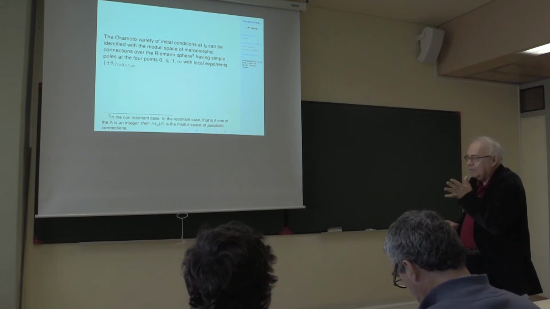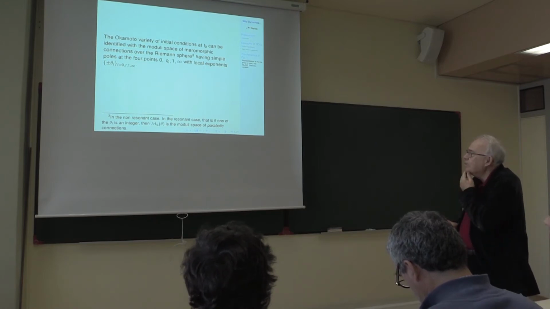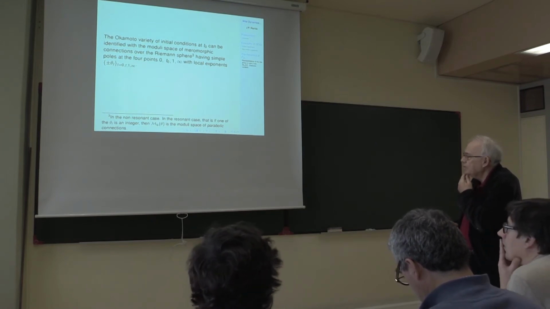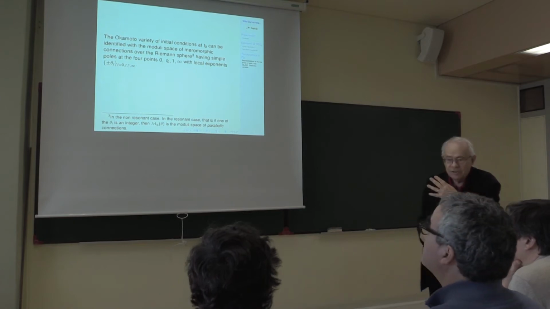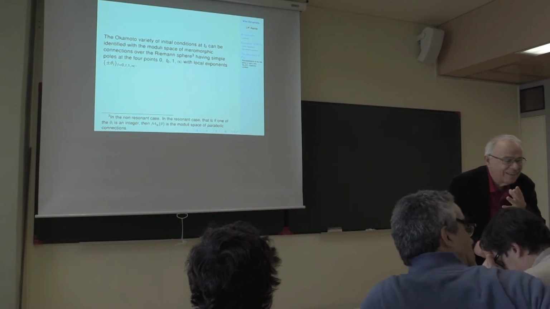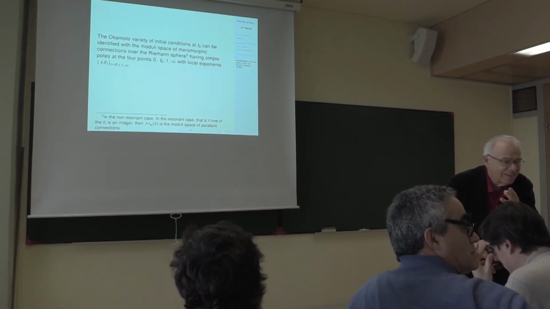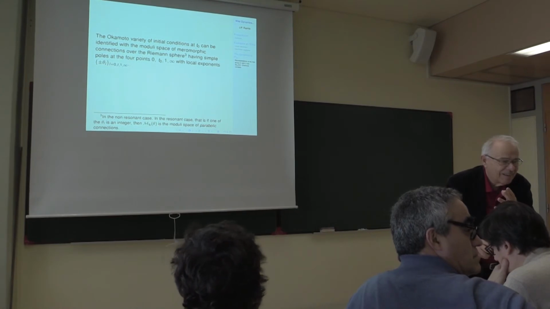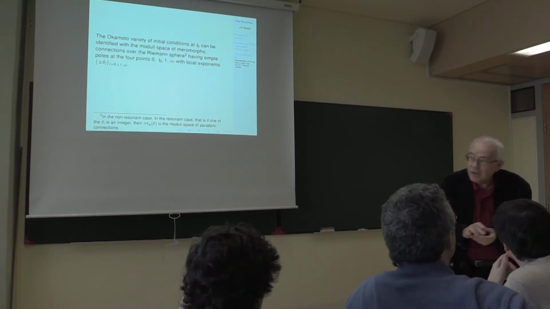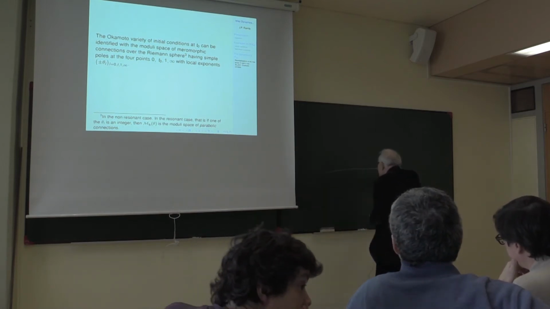Okay, now you have this map from the Okamoto variety of initial conditions to the space of representations. So this picture works in, excuse me? Yeah, I have a question. Since the variety is not compact, in which way is the flow complete? You are sure that it is? No, the variety is not compact. You have the base.